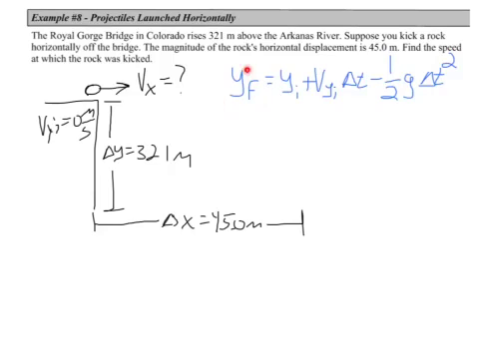If I make YF 0, then YI can start as positive, and then when I subtract it over to the other side, it becomes a negative. So either way, however you choose to put that together is fine.